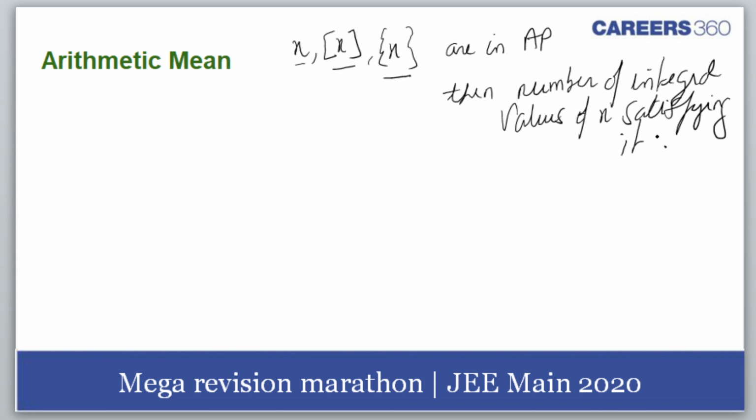Can somebody answer me? Senthil, a very good morning. I'm wonderful. I hope the same for you, Senthil. So, how do you do this? Yes? I'm waiting for an answer. x, greatest integer of x, and fractional part of x are in AP. Then the number of integral values of x satisfying it.